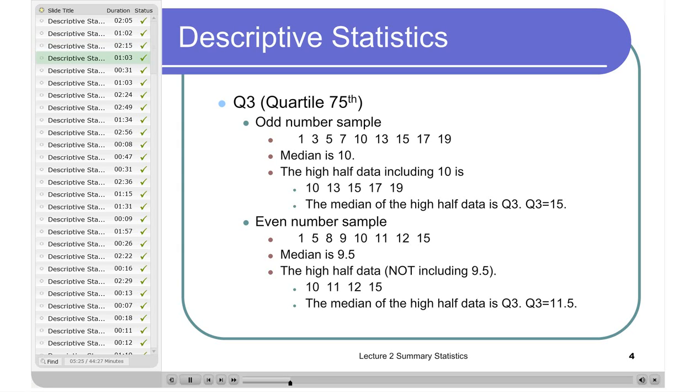Finding the third quartile of a data set is very similar to finding the first quartile, except that you're going to find the middle number in the top half of the data instead of the middle number in the bottom half. Let's take a look at this first example consisting of numbers between 1 and 19.